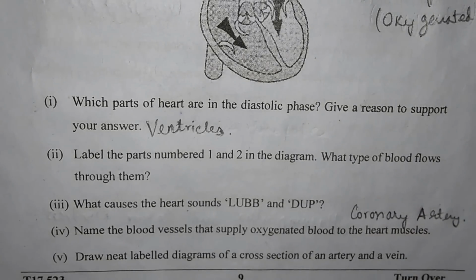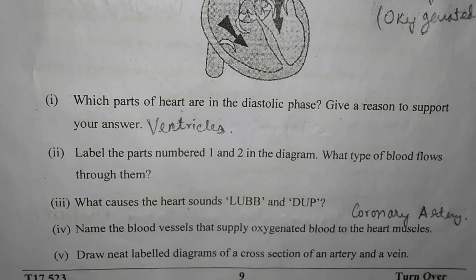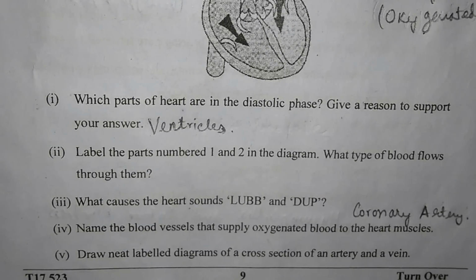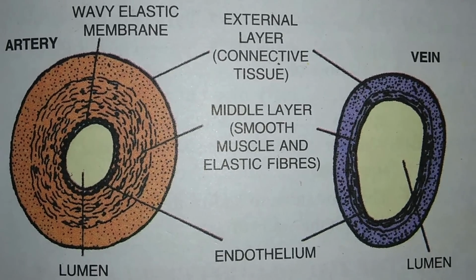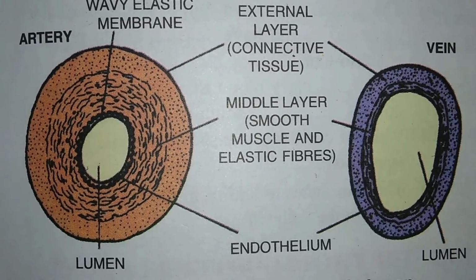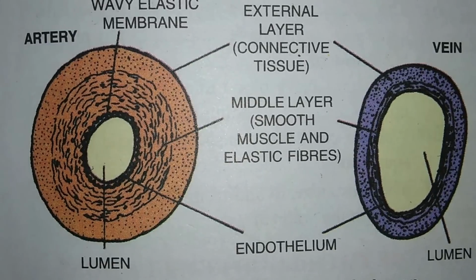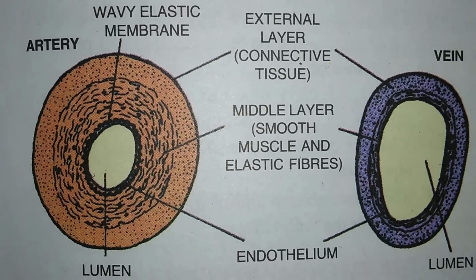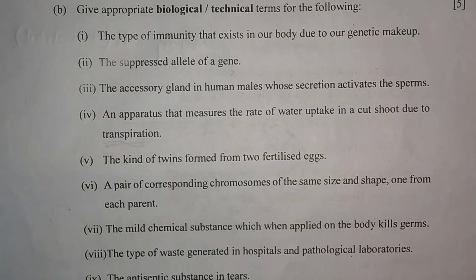Now we move on to the last question. Draw neat labeled diagrams of a cross section of an artery and vein. I'll show you the diagram. Now you can see an artery on the left side and vein on the right side. The walls of artery are thick and the walls of vein are narrow. So this is your basic diagram with proper labeling.